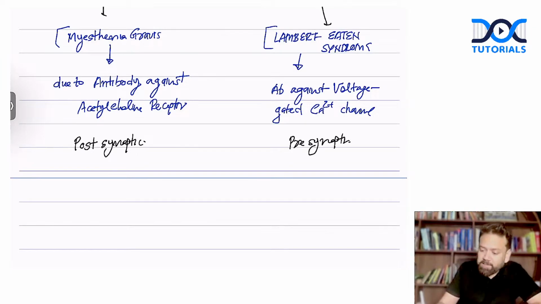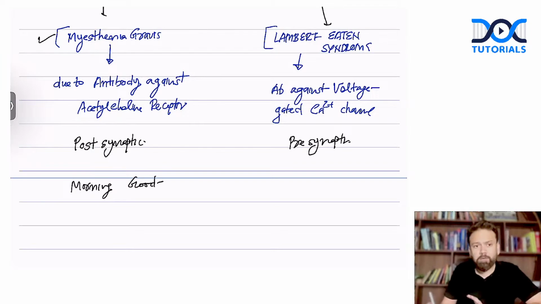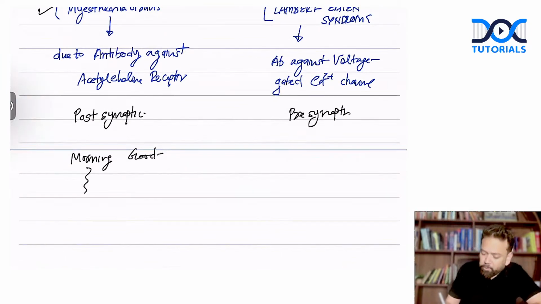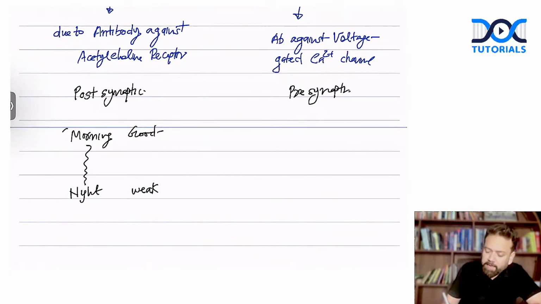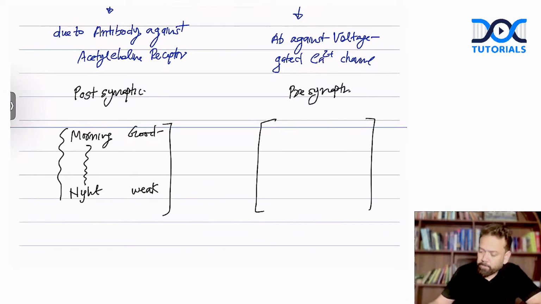Okay, myasthenia gravis patients, their mornings are good. Remember like that: M for myasthenia, M for morning. They have good mornings. I mean to say they are not weak. But as the day progresses, by the time of evening or night, they start feeling weakness. So weakness will progress as the day progresses. On the other hand, in Lambert-Eaton syndrome, they will feel weak in the morning.